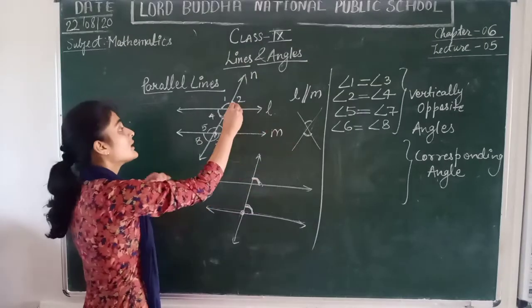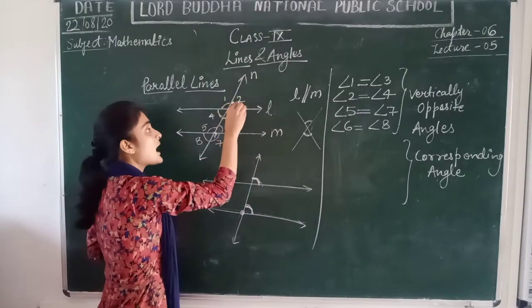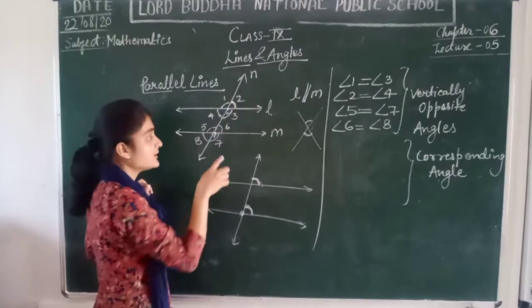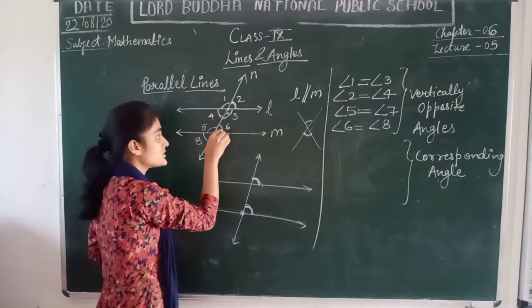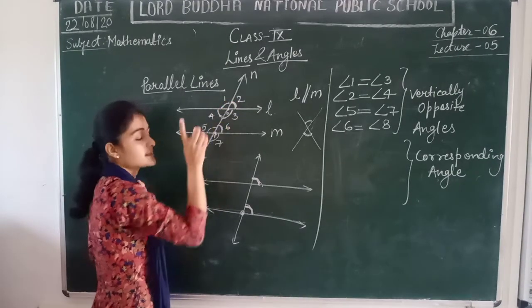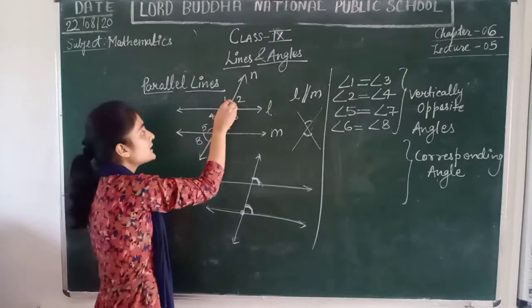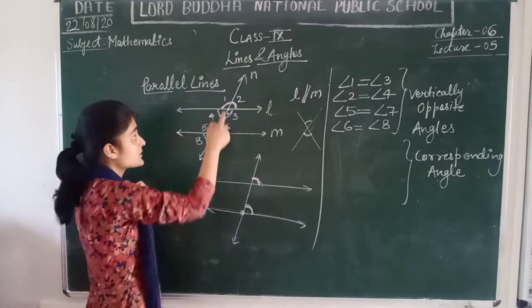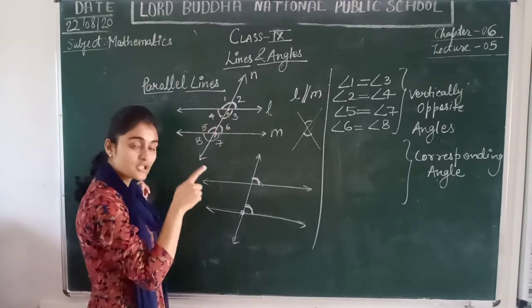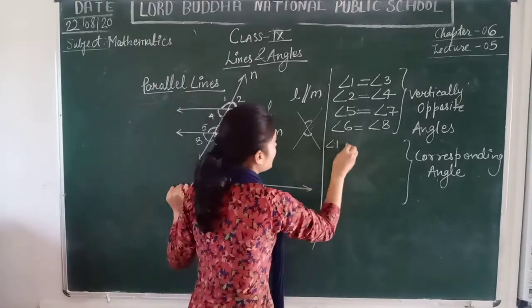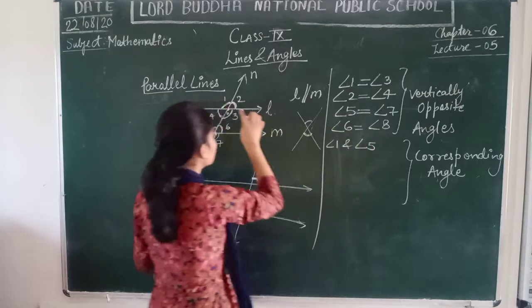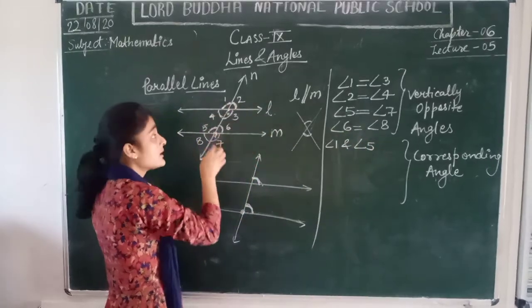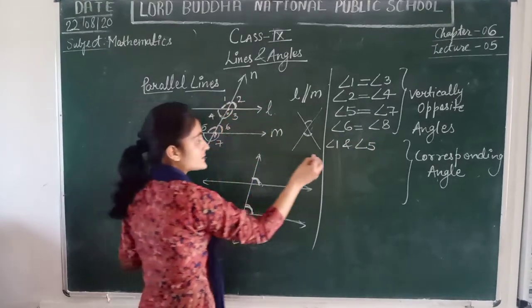So let's see. Angle 2. Angle 2 corresponds to which angle? Angle 6, because the positions of angle 2 and angle 6 are the same. Similarly, angle 1 is equal to angle 5 because they correspond to the same position. So you write angle 1 and angle 5 because they are at a similar position. Similarly, angle 2 and angle 6.